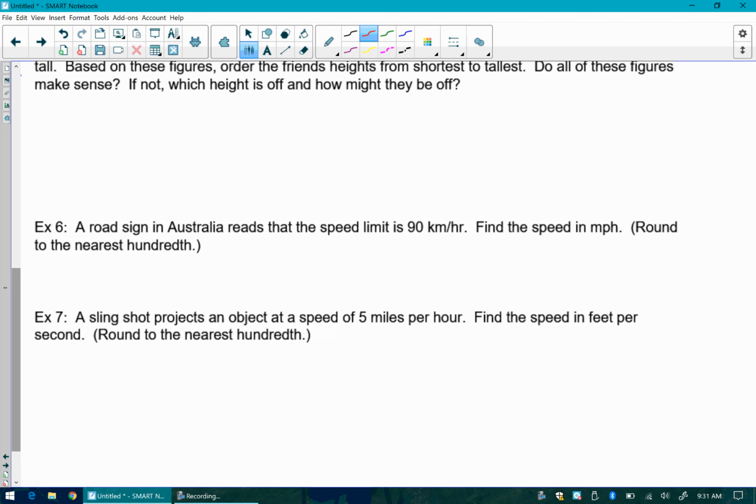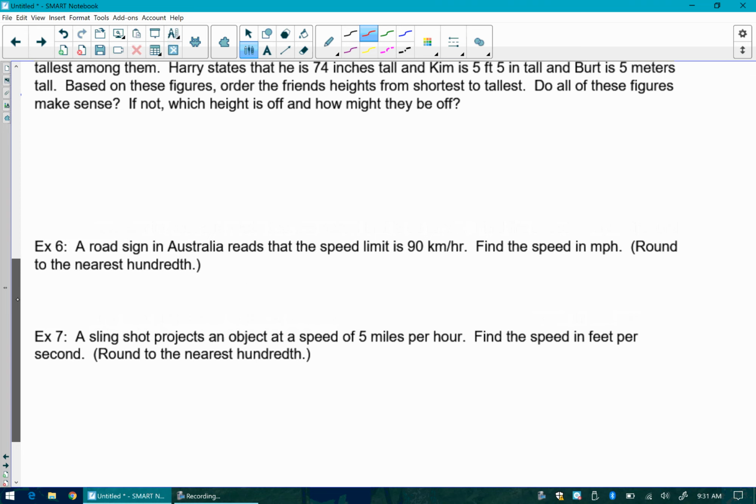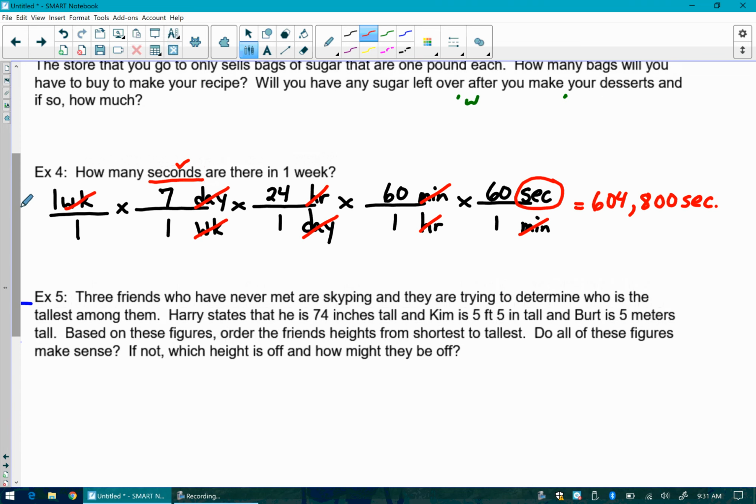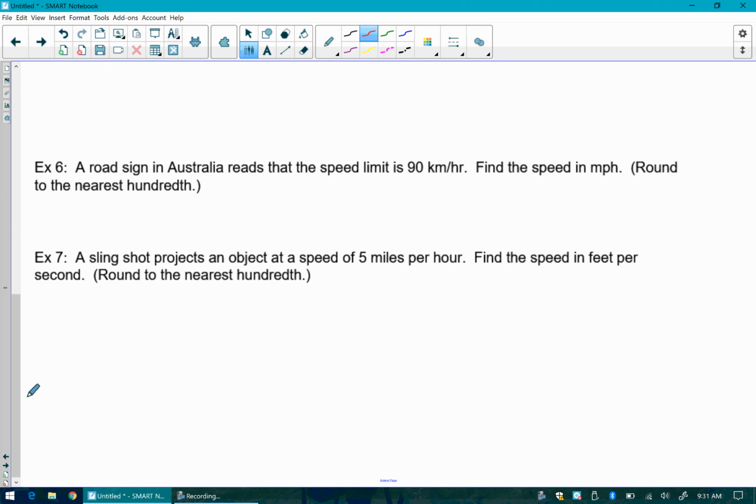All right, so here's what I mean. On that last problem, you started with just 1 week. In example 7, you've got a slingshot that is projected at a speed of 5 miles per hour. They want us to find this speed in feet per second. So think about what you're starting with here. You're starting with 5 miles per, and back on the front page, I told you to divide every 1 hour. I have 1 unit up top and 1 unit on the bottom. That is almost always the case.